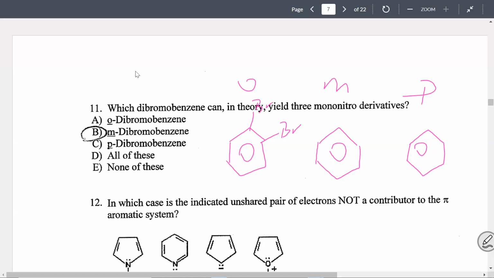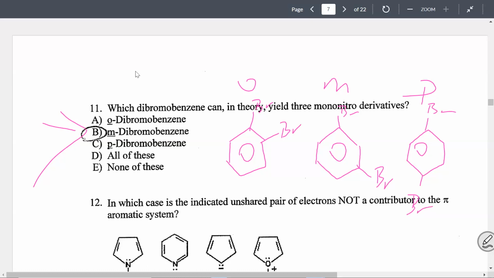We have three different molecules. We can assume the bromines are right next to each other? You have to see each of the choices in here. Because with dibromobenzene, you can pretty much only have three different configurations: the ortho, the meta, and the para. So you have to see what's going to happen in each case. So we have bromine and bromine.